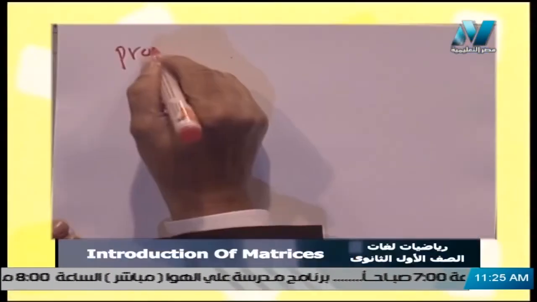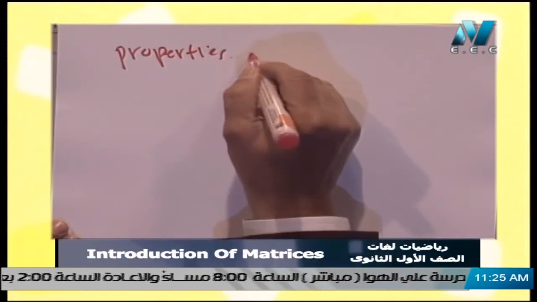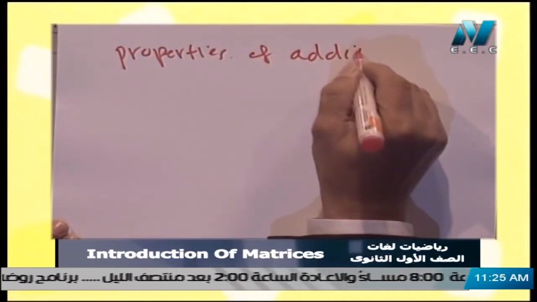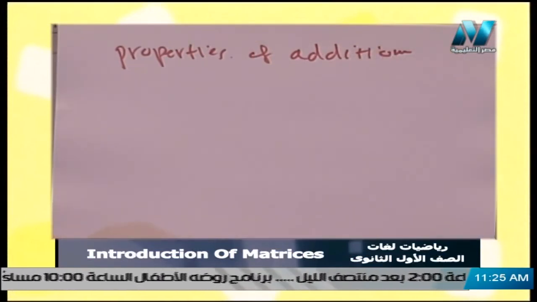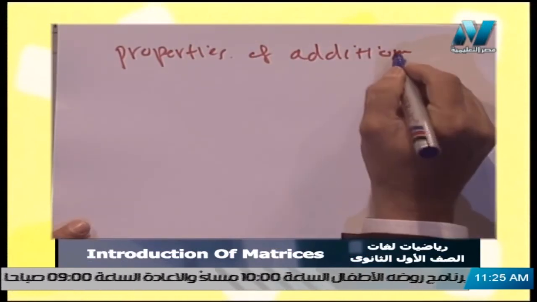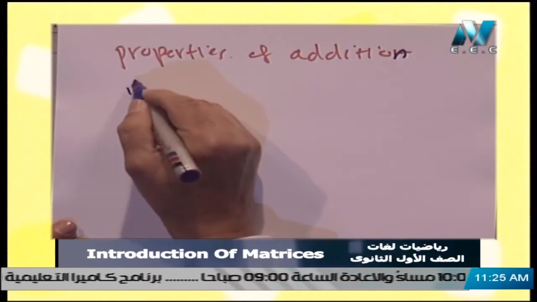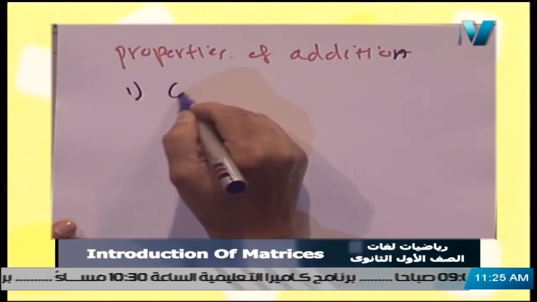Okay. Let's move to the properties of addition and subtraction for matrices. Matrices behave as integer numbers and natural numbers do. So we have some properties here of addition of the matrices. The first one is commutative.